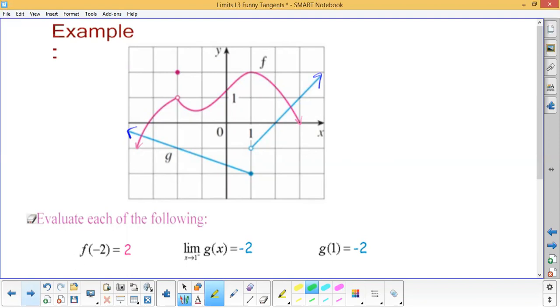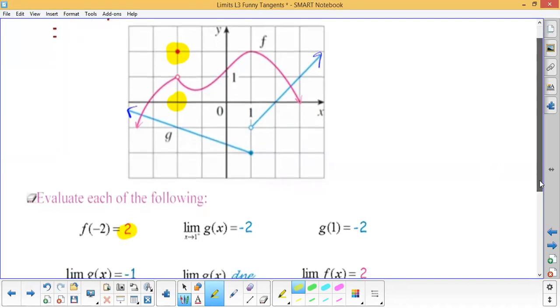So the first question is asking, when x is equal to -2, what is the value of f of x? Now at -2, you can see there's an open circle at y is equal to 1, but there is a closed circle at +2. So we're not talking about limits yet, but the value of that particular function, f of -2, is equal to 2.